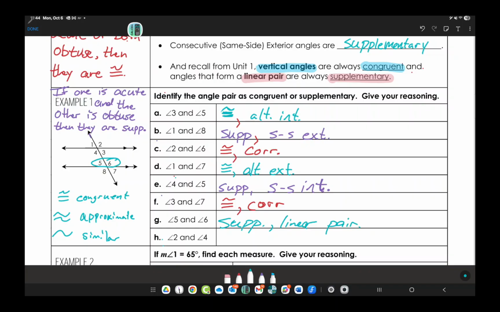Now 2 and 4 are what kind of angles? Adjacent? Not adjacent, because they don't share a side. They do share a vertex, but not a side. Vertical, and all vertical angles are congruent. Vertical angles are congruent. Linear pair, supplementary.